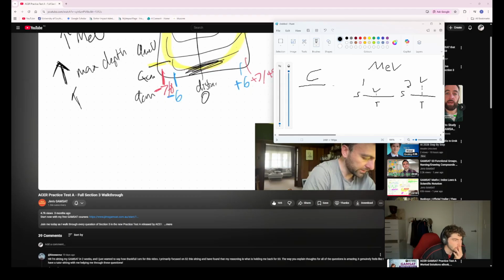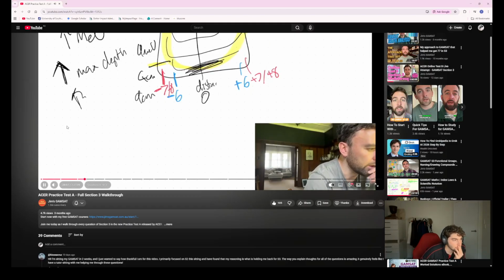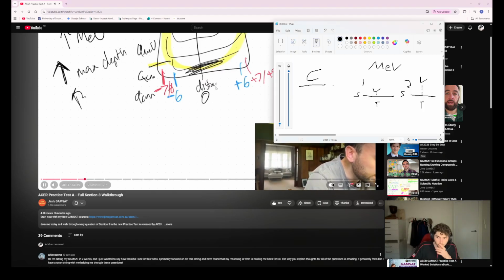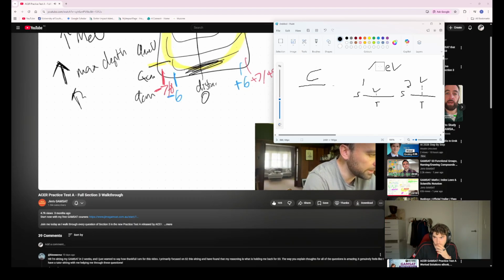A0 and AD will be the same. I think it's D as well. So that would be answer D. Yeah, the maximum depth and the field size increases.